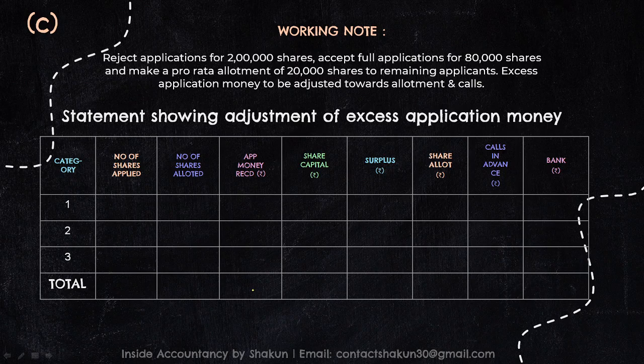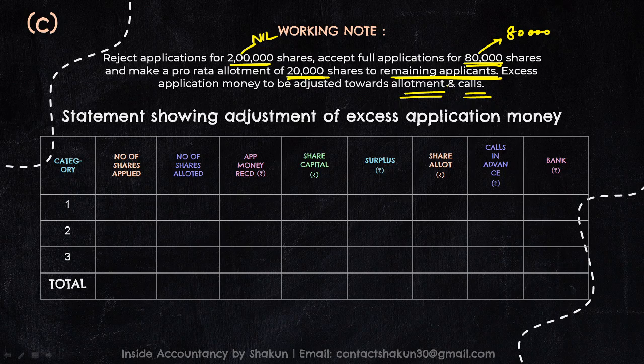Now the next case is reject applicants of 2 lakh shares, accept full applications for 80,000 shares. Reject applications for 2 lakh means those who applied for 2 lakh, they got nothing, nil. Accept full applications for 80,000 means those who applied for 80,000 got 80,000 shares. And make a pro-rata allotment of 20,000 shares to the remaining applicants. So the remaining applicants, they were given how many shares? 20,000 shares. Excess application money to be adjusted towards allotment and call. Only when it is mentioned will it be adjusted towards allotment and call.